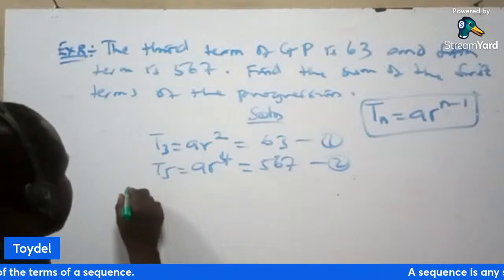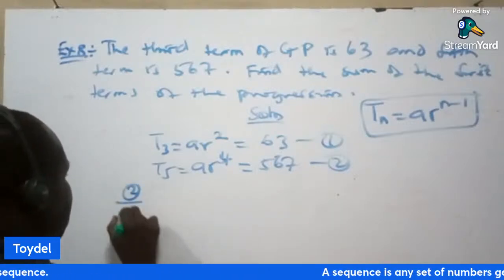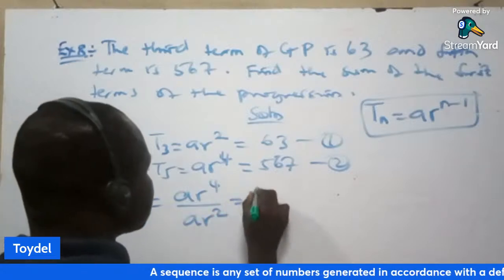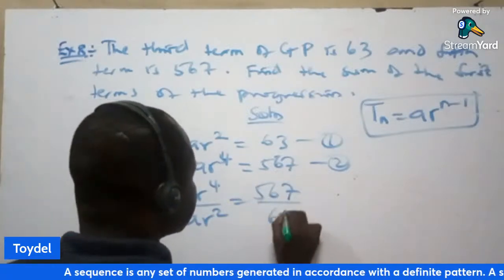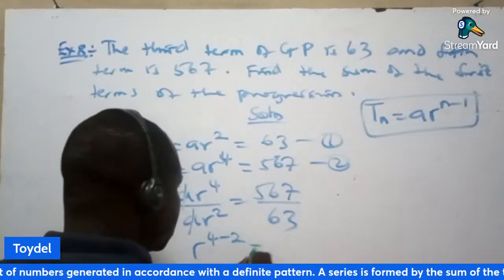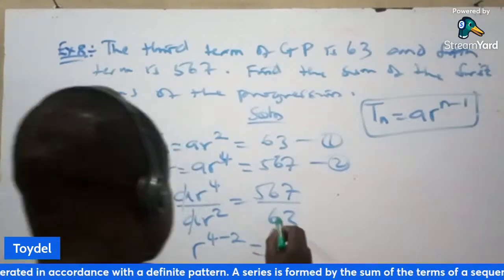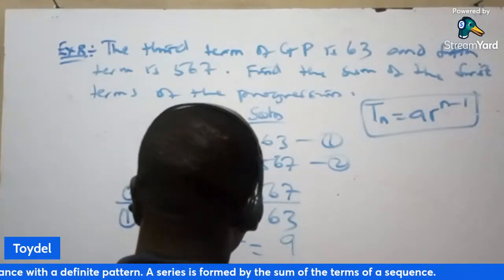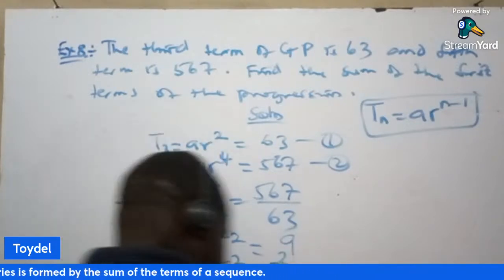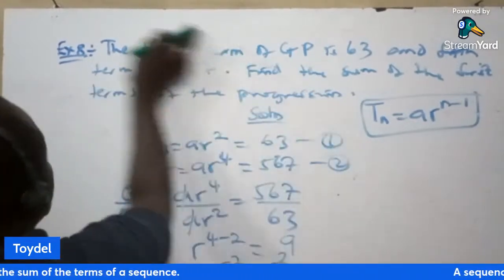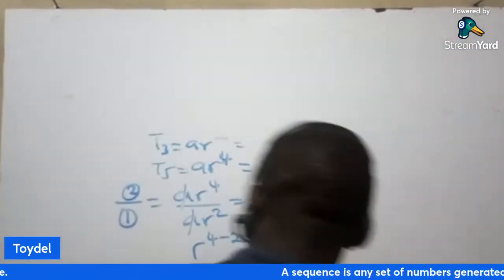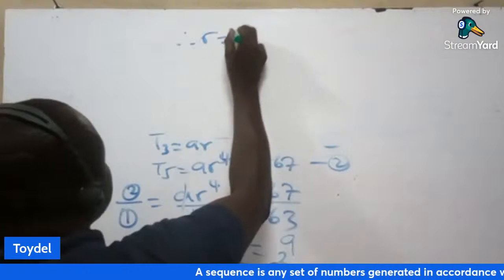We can say equation 2 divided by equation 1, and that will be a r raised to 4 divided by a r squared is equal to 567 divided by 63. a can cancel a, then we have r raised to 4 minus 2, law of indices. Then 567 divided by 63 is 9. So r squared will be equal to what? 3 squared. In this case, the powers are equal, then we equate the base. So therefore, r is equal to 3.